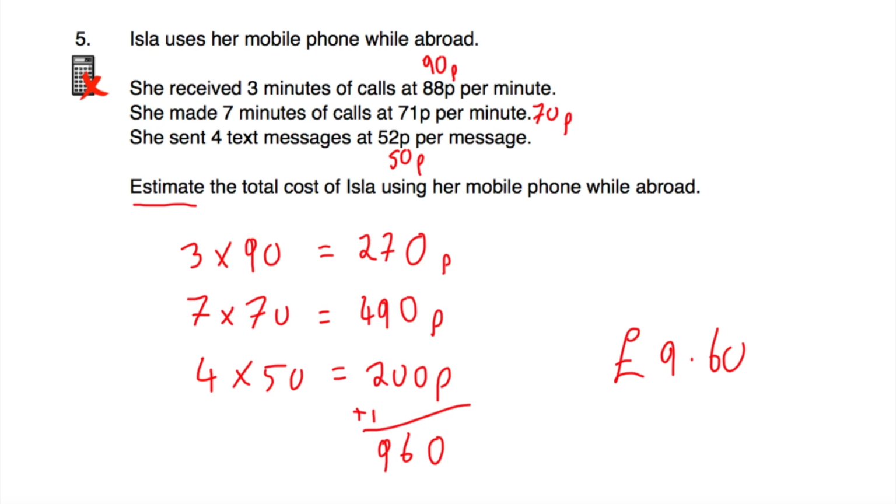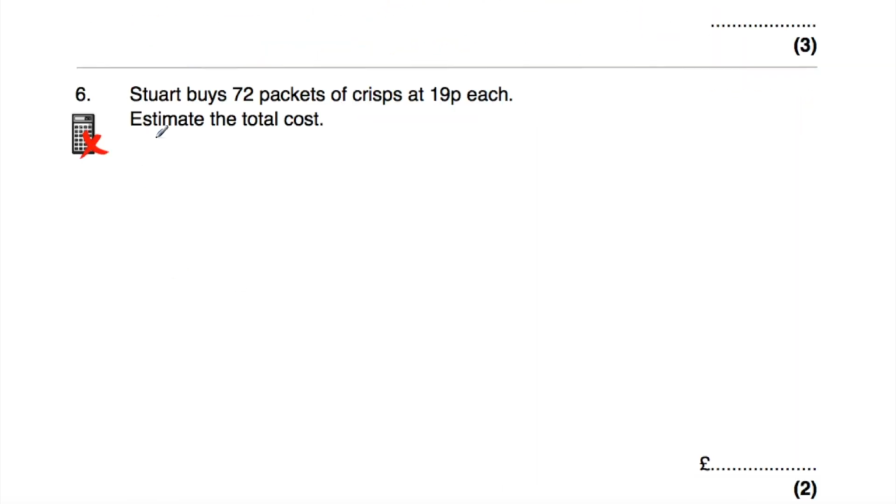Okay, let's look at our next question, question number 6. We're told that Stuart buys 72 packets of crisps at 19 pence each, and we've been asked to estimate the total cost. So if we were working out the exact cost, we would do 72 multiplied by 19. But we're estimating here, so let's round these numbers to one significant figure. So instead of 72 packets, we're going to consider 70 packets, and instead of 19p each, we're going to round that to be 20p each. And then if we just multiply them together, that'd be a good estimate.